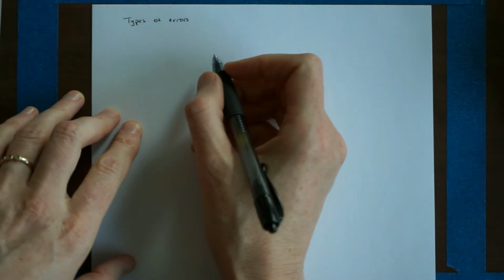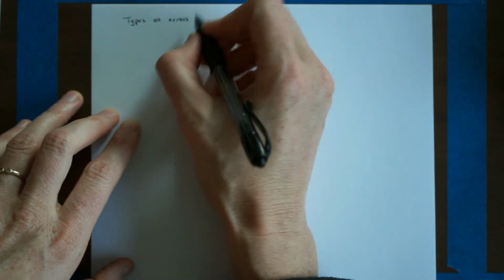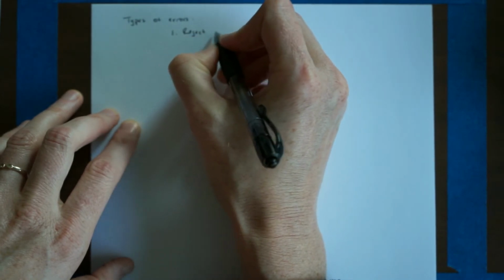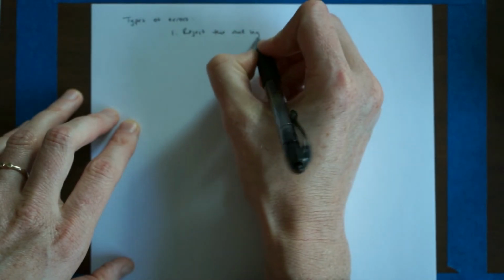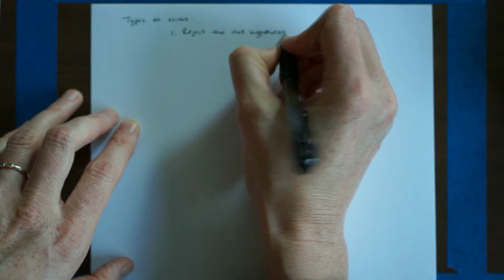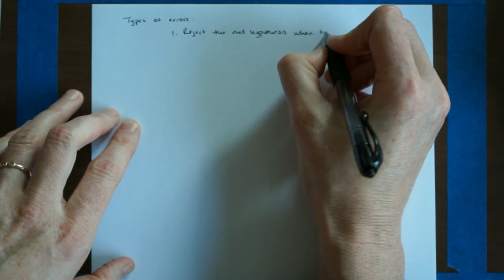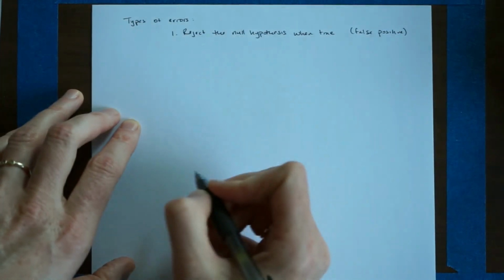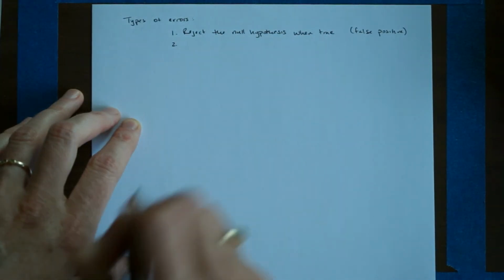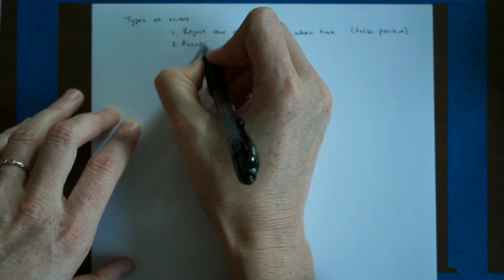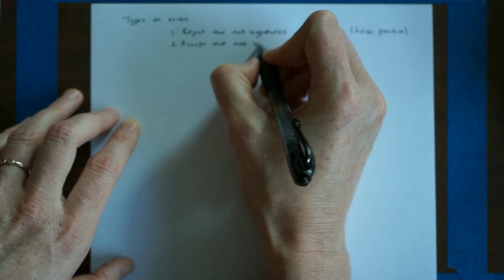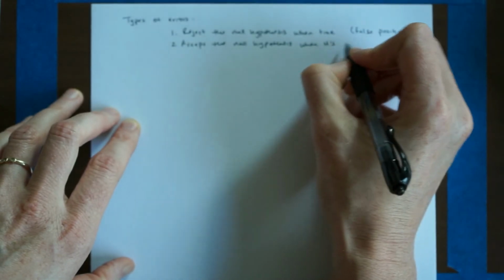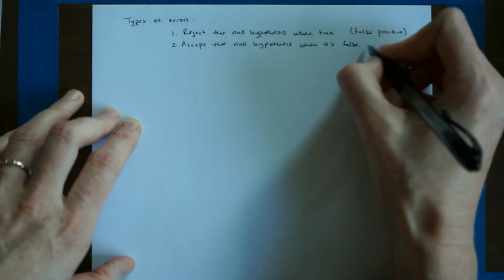So there are two ways to make a mistake with your hypothesis test. First, you can reject the null hypothesis when it's true. So that would be a false positive. Or you can accept the null hypothesis when it's false, and that's a false negative.